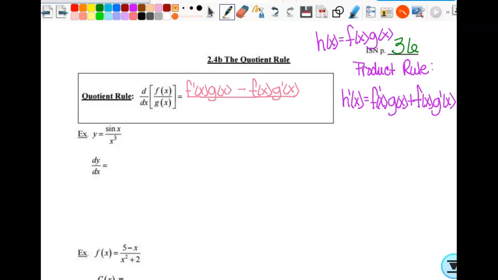Then the denominator is just the bottom squared. No derivatives in the bottom. Okay. So the derivative of the top times the bottom minus the top times the derivative of the bottom. Just like derivative of the first times the second plus the first times the derivative of the second. We got it? Easy enough? Okay.